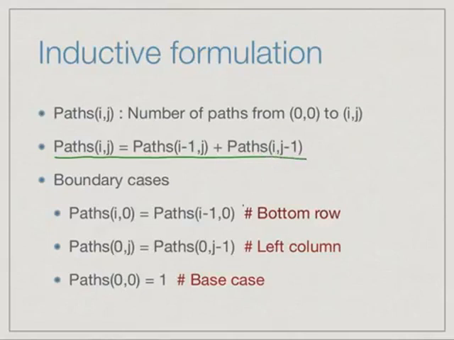Then we need to, of course, investigate the base cases. In this case, the real base case is just paths(0, 0). How many ways can I go from 0, 0 and just stay in 0, 0?